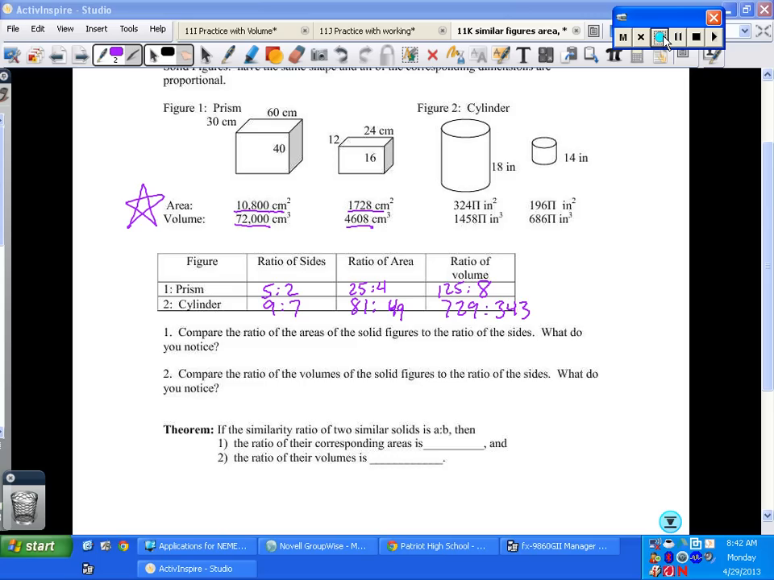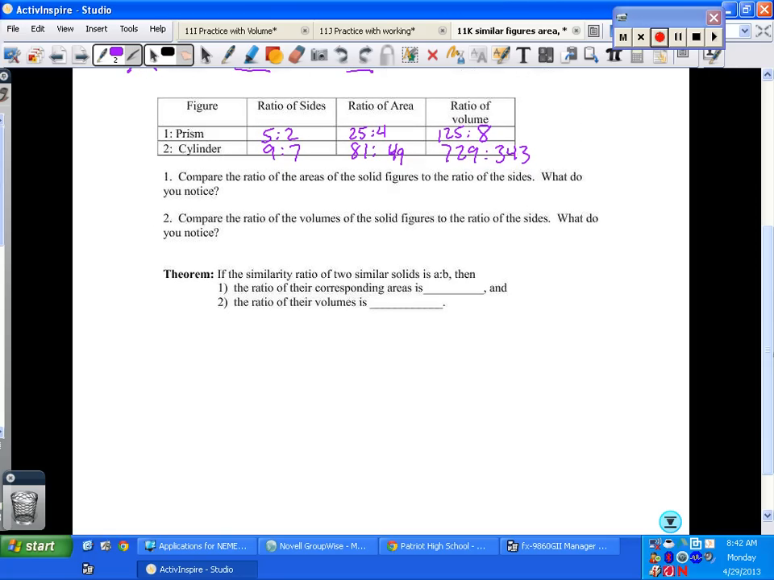Compare the ratio of the areas of the solid figures to the ratio of the sides. So area to sides, and what do you notice? Well, we should notice the same exact thing that we had on the page before, and that is that the ratio of the area is the ratio of the sides squared.